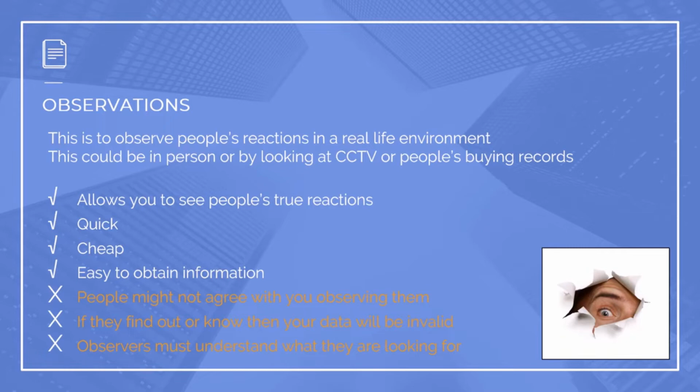The best thing about observation is it allows you to see people's true reactions. A lot of the time they don't know that you're looking, so you can see their true behavior. It can be quick because you can make notes very quickly and find out a lot of information. It can be cheap because it can be run by your own staff. It's very easy to obtain information. You can find out a lot from watching things.